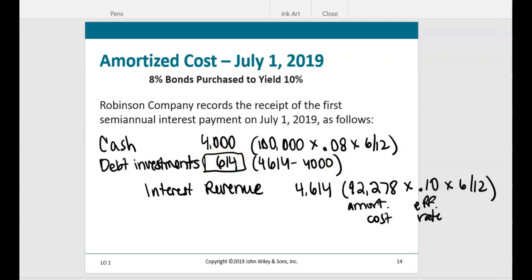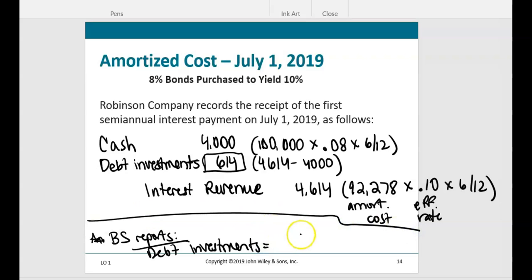So at this point, what is the amortized cost of the debt investments? What would we see on the balance sheet report in the asset section? It is equal to the beginning balance of 92,278, and then we increased it by 614. If we put together a balance sheet on July 1st, 2019, we would report the debt investments at 92,892. We would call this amortized cost.